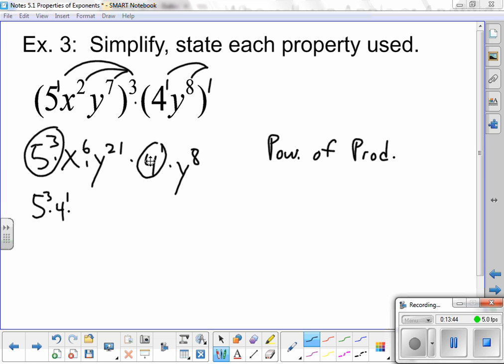So 5 to the 3rd times 4 to the 1st, we just brought those to the front. Now what I'm going to do is figure out what else we can put together here. So x to the 6th, there's no other x's, so they have to be the same base in order for most of these properties to work out. These didn't need to be the same base because I'm not really putting them together. All I was doing was multiplying the 3 into each part. Now when I put them together, they can't really go together unless they have the same base. So there's only x to the 6th, so x to the 6th stays the same.